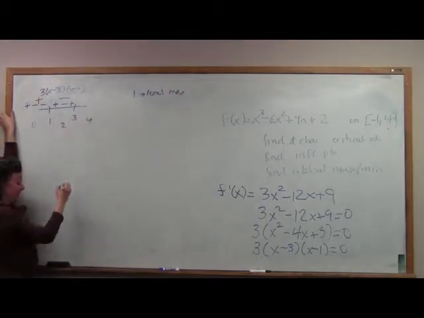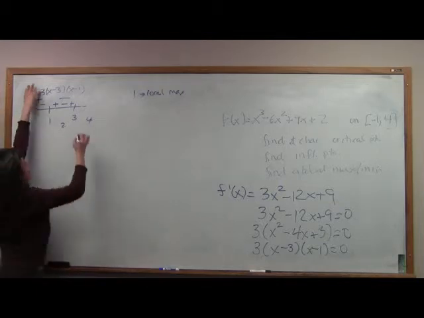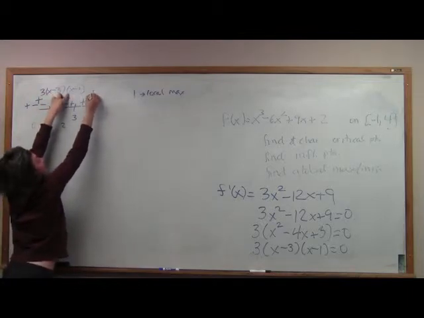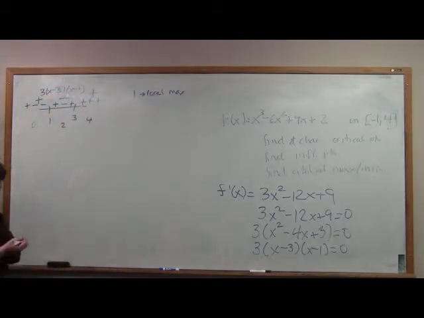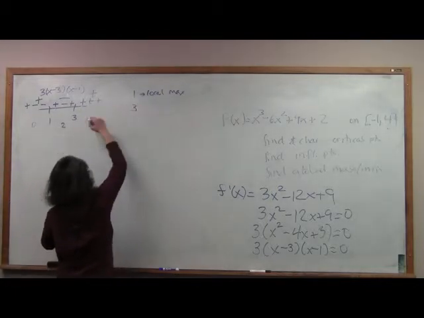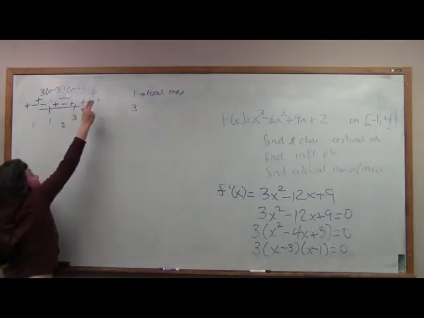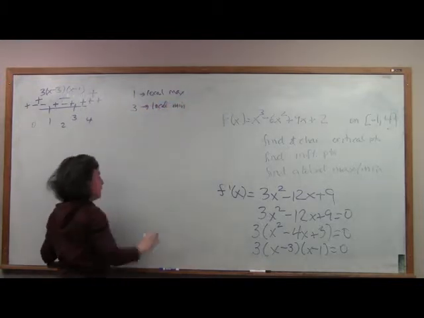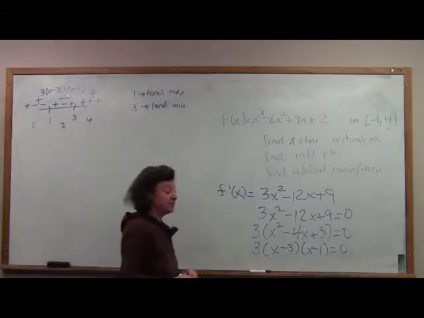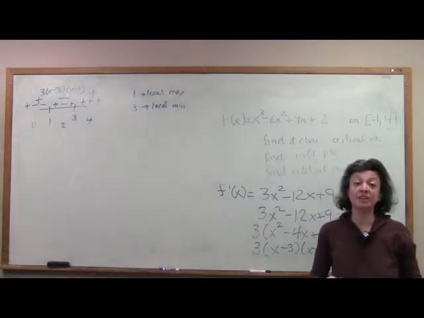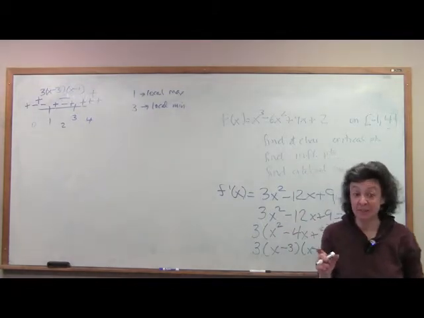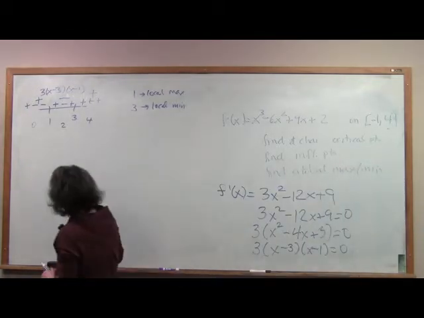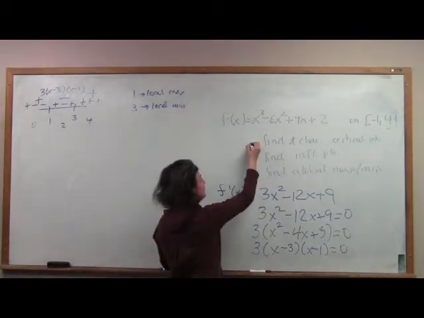Let's take a test point greater than 3. How about 4? The 3 is always positive. If I plug 4 in here, it's positive. If I plug 4 in there, it's positive. So we have it being positive. Therefore, at 3, since my derivative is changing from negative to positive, I have a local min. I'm keeping those in mind because when we find our global max and global min, those are two of our candidates.